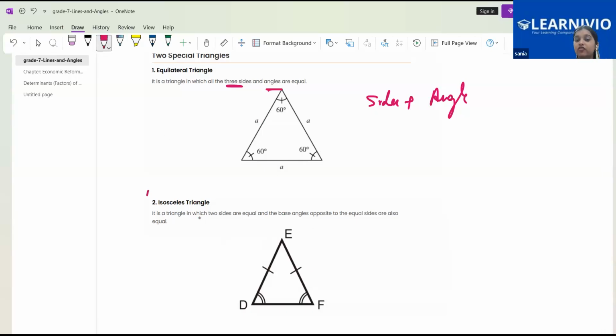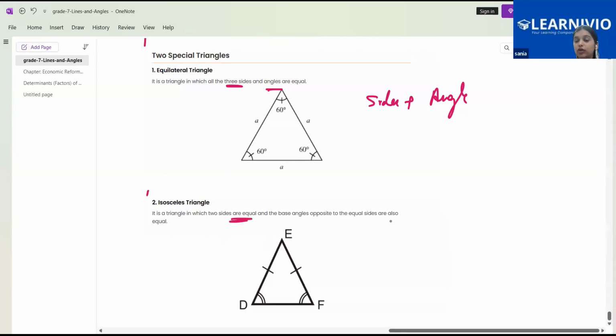Okay, then the isosceles triangle. A triangle in which two sides are equal, and the base angles opposite to the equal sides are also equal. Ma'am, by using this formula, we have to find the other angles, right? Yes.